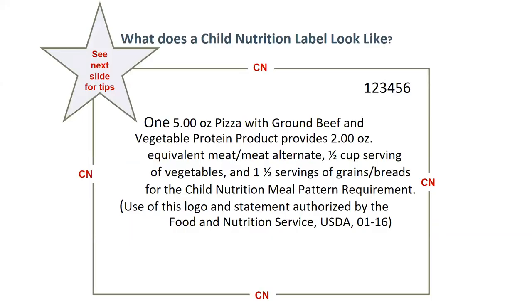On this slide, you'll see a sample CN label. The CN label will contain language that is very similar to how this example reads. For this particular example, 1 5-ounce pizza with ground beef and vegetable protein product provides 2 ounce equivalent of meat-meat alternate, 1/2 cup serving of vegetables, and 1 1/2 servings of grain bread. And this goes toward the contribution for the child nutrition meal pattern requirement.